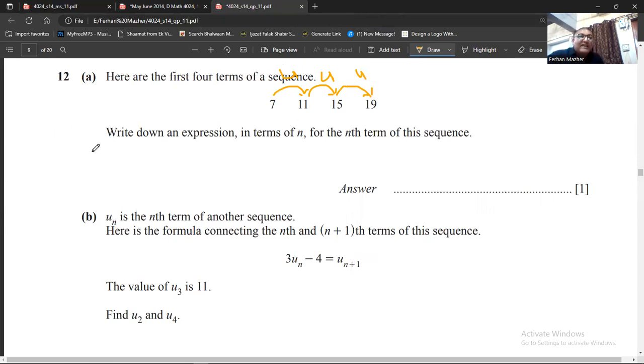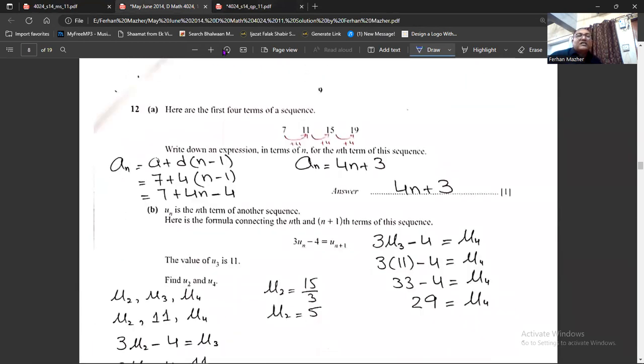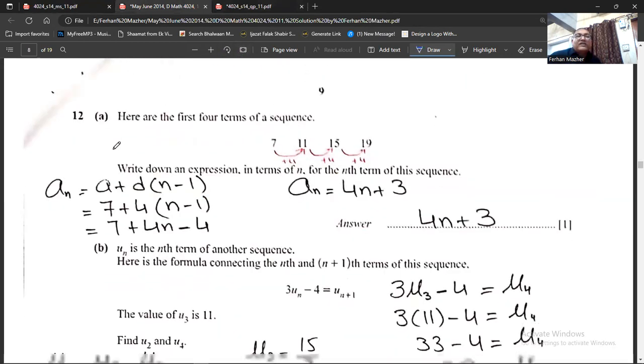So we can find the nth term. The formula is a plus d bracket n minus 1. Okay. So the a is the first term, which is 7, and the d is the common difference, which is 4. Then we have bracket n minus 1 bracket close. So let me show you how I have done this. Okay, so here we go.